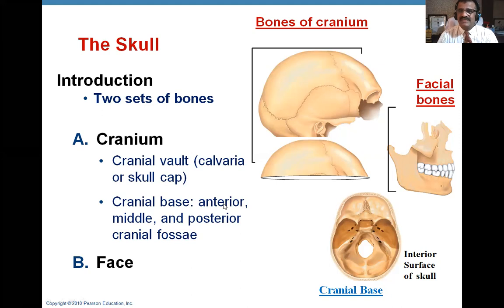It is also further having three divisions: anterior, middle, and posterior cranial fossae. And around those fossae, there are bones forming them. And the face, of course, we have 14 bones. We can see here is a face, what we call the bones of the face or facial bones. And here you can see the bones of the cranium or cranial bones. Okay, two sets of bones.